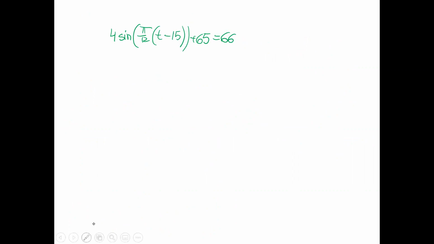Okay, let me just rewrite this. 66, and that was the equation. That's how you will set up. Now let's isolate just the sine function, t minus 15. We will subtract 65, which is 1, and divide by 4. That 4, 1/4.